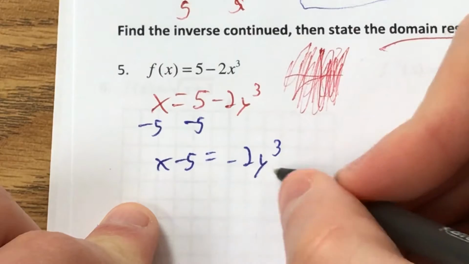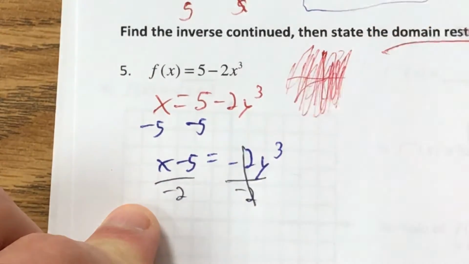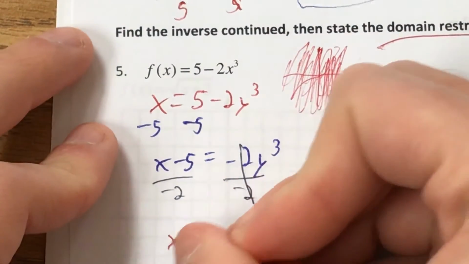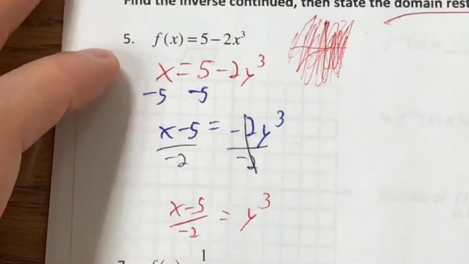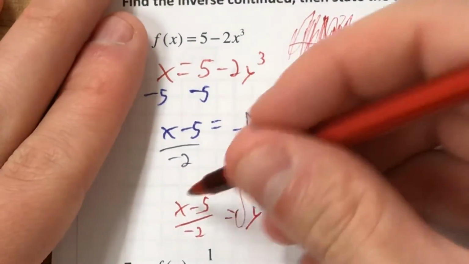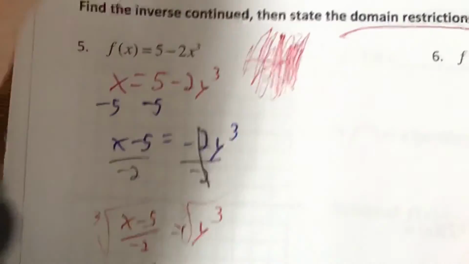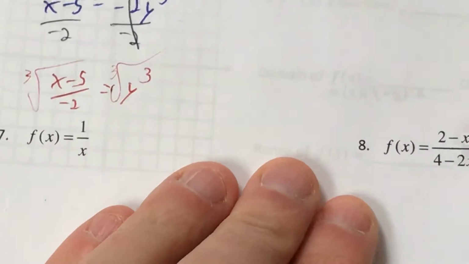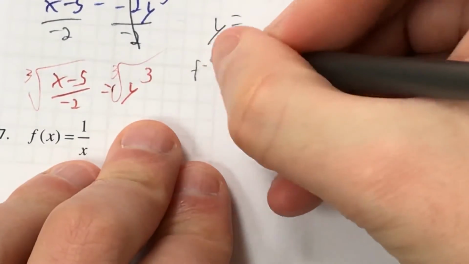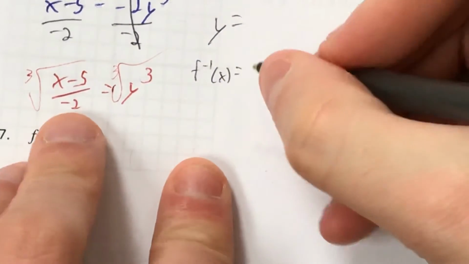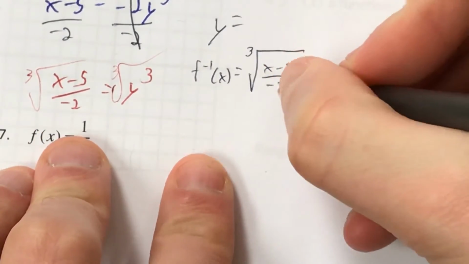This is a negative 2 times y, so you divide by negative 2. And you get x minus 5 over negative 2 equals y to the third power. And in the last step, you would cube root both sides to get y equals, or if we want, f inverse equals just this whole thing, cube root of x minus 5 over negative 2.